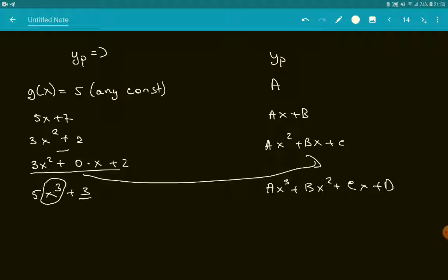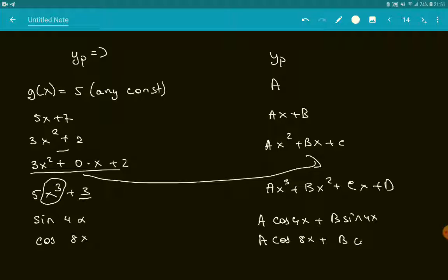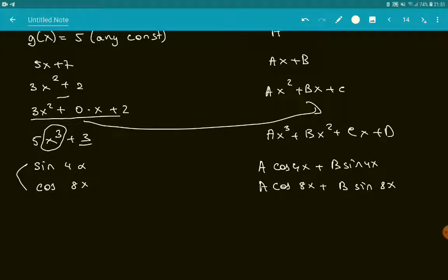For sine for x, for example, we need to write a cosine for x plus b sine for x. Or if it is, for example, cosine 8x, you tell the same thing, it will be a cosine 8x plus b sine 8x. The part that should be understood here is that sine and cosine are almost the same thing. There is no difference in writing the parts.